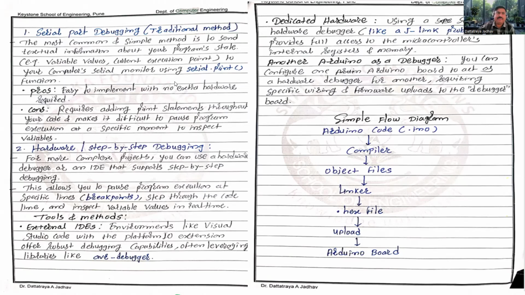So that can be the easiest method, or we say the traditional method, where we can define the value of a number of variables and the current execution point, whatever that parameter. The pros: it is easy to implement with no extra hardware required. The cons: it requires additional print statements throughout your code and makes it difficult to pause the program execution at a specific moment to inspect variables.